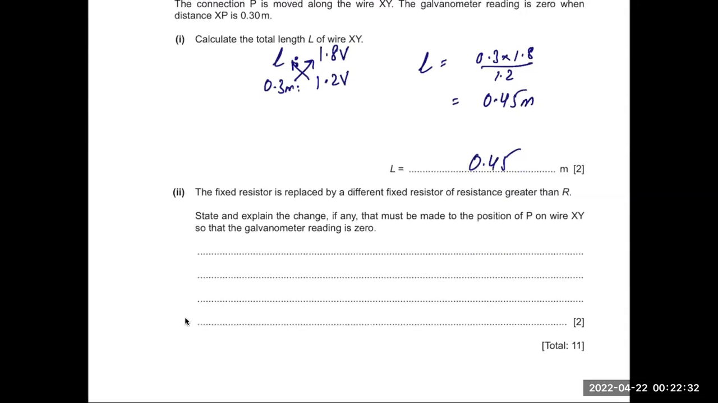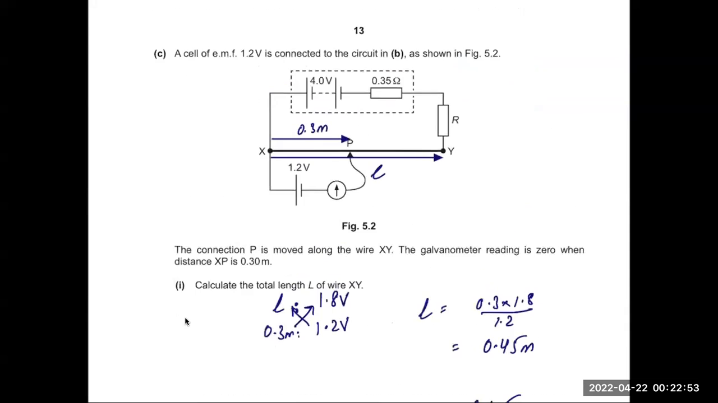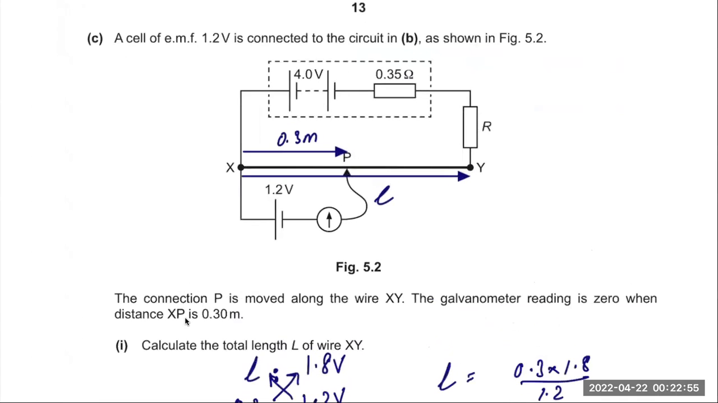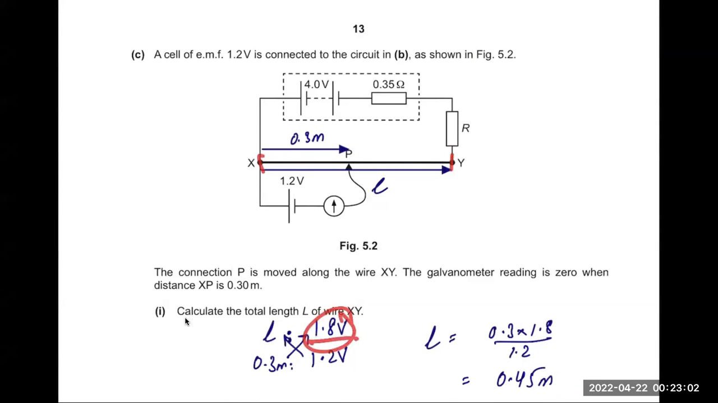The fixed resistor is replaced by a different fixed resistor of a resistance greater than R. State and explain the change, if any, that must be made to the position of P on the wire XY so that the galvanometer reading is 0. State and explain. Now let's go back to this diagram. So this total wire XY experienced a potential difference of 1.8 volts.